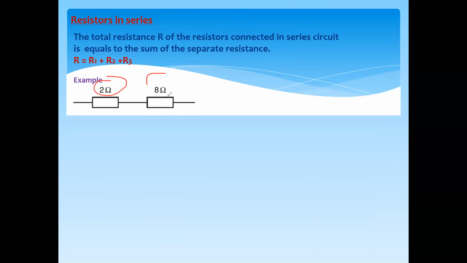Example, you can see here 2 ohm and 8 ohm resistors are connected in series. If I want to find the combined resistance, the total resistance of these two, what will happen? The formula to get the total resistance, we will simply add them. So it will be 2 plus 8, which equals 10.